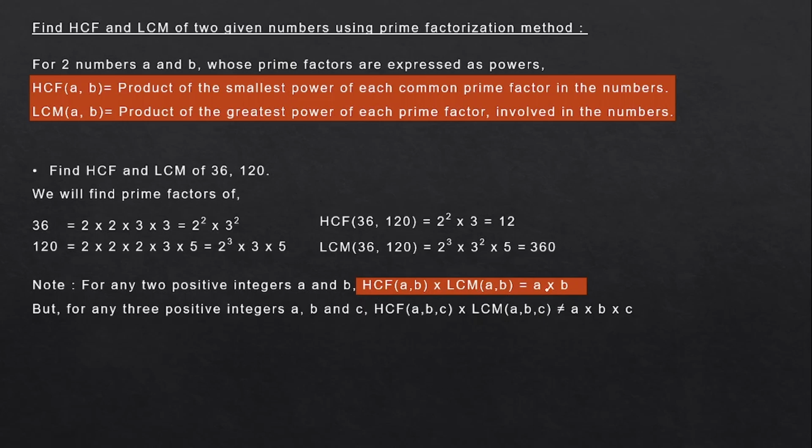Now, an important note: for any two positive integers a and b, if we find their HCF and LCM, the relation between the numbers and the HCF and LCM is that the product of the two numbers is always equal to the product of their HCF and LCM. A very important concept, and we'll be using it to solve questions. But a very important reminder: for any three positive integers a, b, and c, the product of these three numbers and the product of their HCF and LCM is not equal. So this rule is applicable only for two positive integers. I hope you are following with me till here. So let us use these concepts to solve some questions.